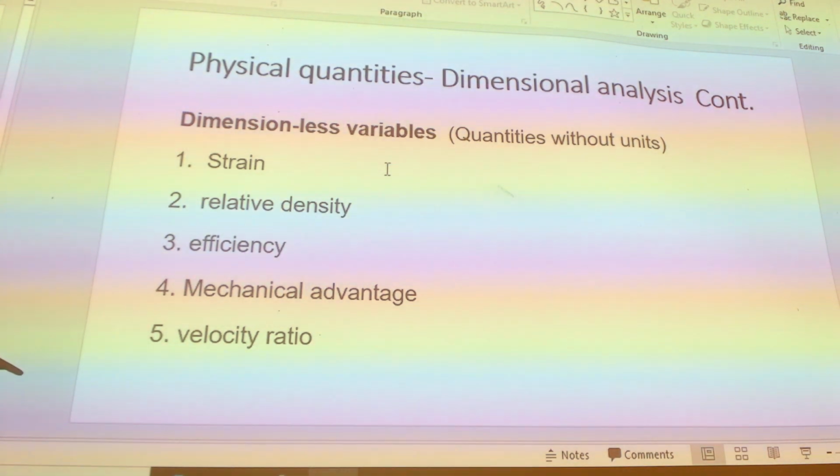So this shows that strain has no unit. So any quantity without a unit will be referred to as a dimensionless quantity. If it does not have a dimension, we will again refer to it as a dimensionless variable.